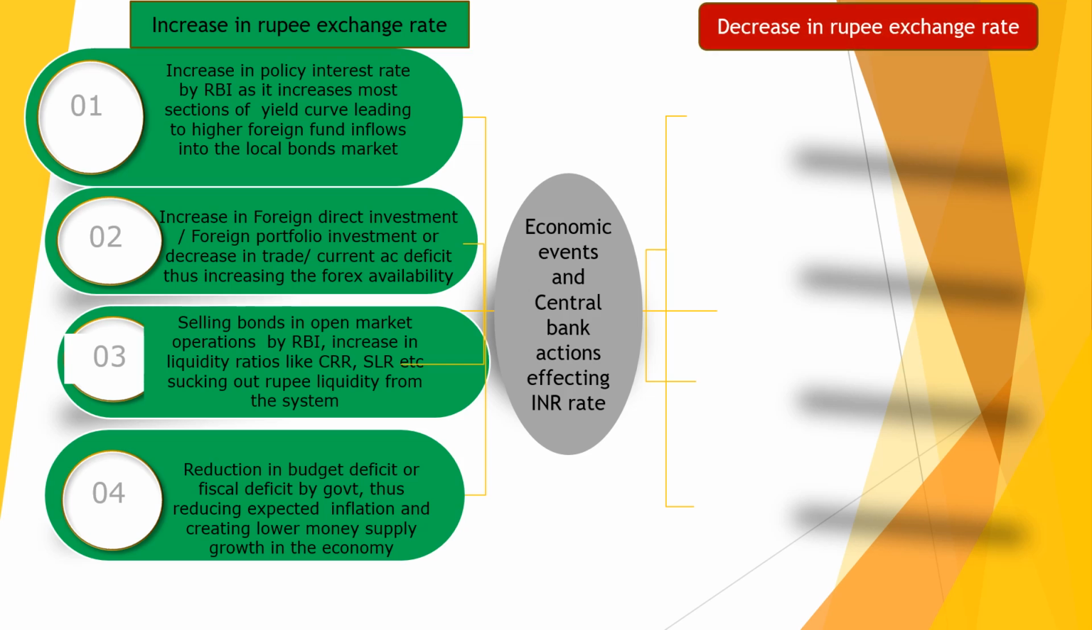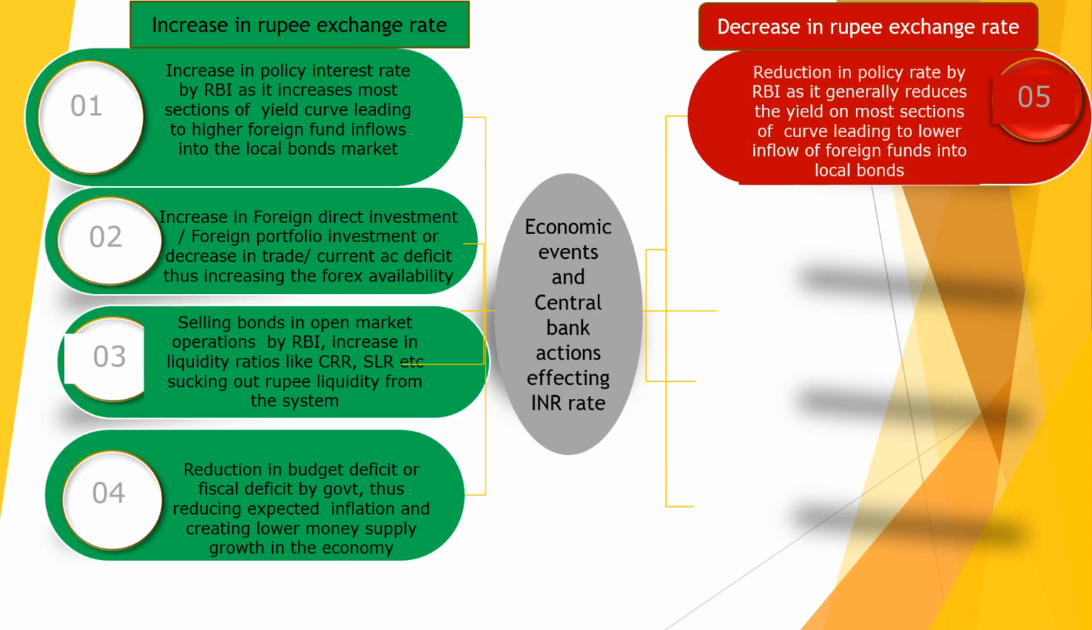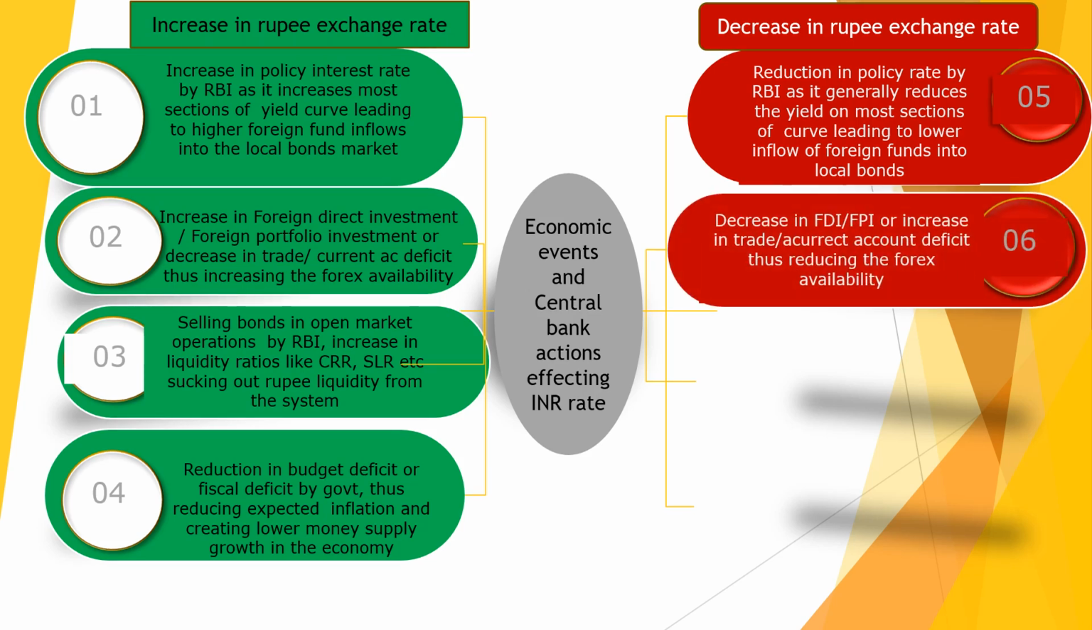Now, what are the factors which cause a decrease in the rupee exchange rate? Reduction in policy rate by RBI, as it generally reduces the yield on most sections of the yield curve, leading to lower inflow of foreign funds into the local bonds. Decrease in foreign direct investment or foreign portfolio investment, or increase in trade or current account deficit, thus reducing the forex availability.